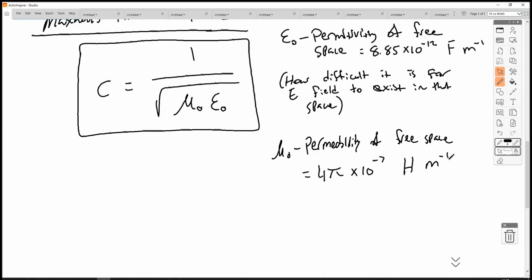Now, you don't need to know this number off the top of your head because it's given in the formula booklet, but you need to appreciate that just how epsilon naught relates to how an electric field will exist in a space, mu naught is how a magnetic field will exist in that space.